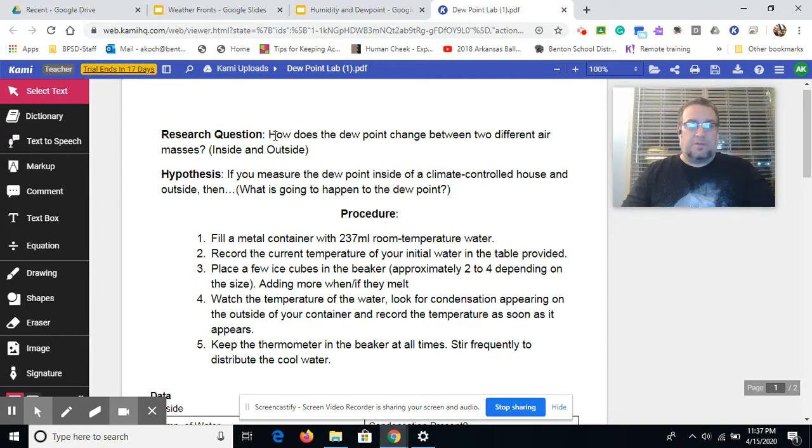So just remember that we are trying to see how does the dew point change with different air masses. And we had three options. One option was doesn't matter. Dew point is going to be the same between two very different air masses, or one dew point is going to be a lot higher, or the other one's going to be higher. So those are kind of your three options. So you're going to make a prediction about if outside or inside was going to have a higher dew point.